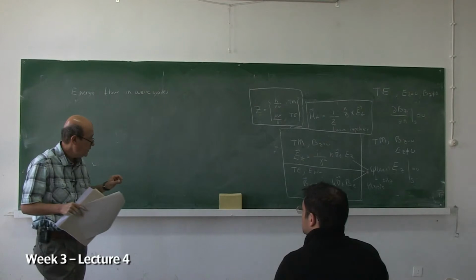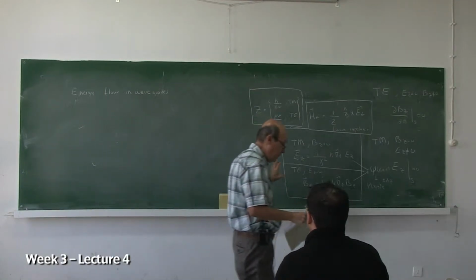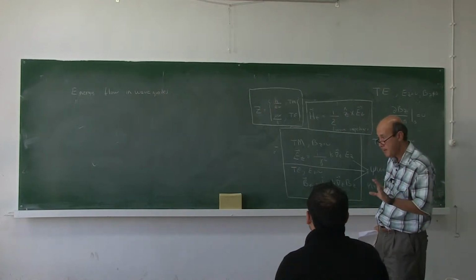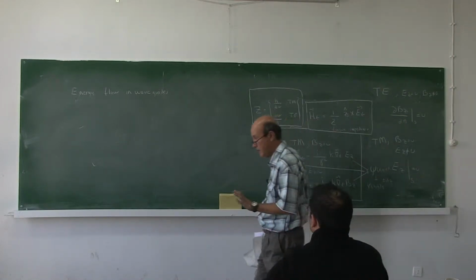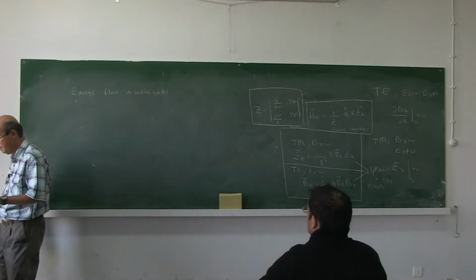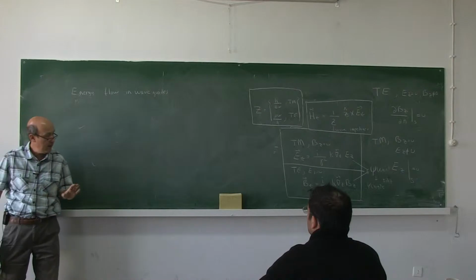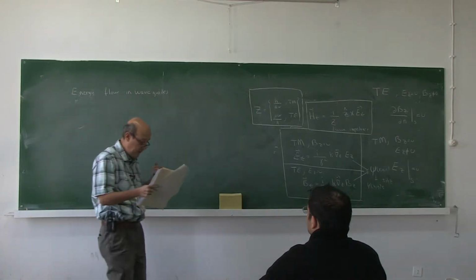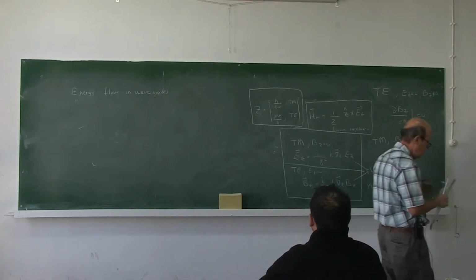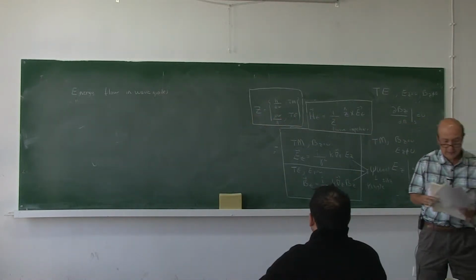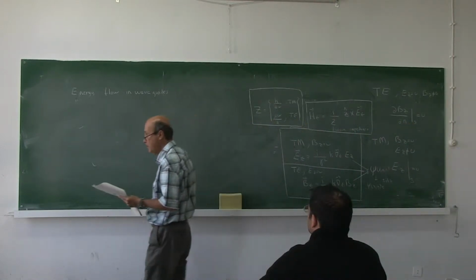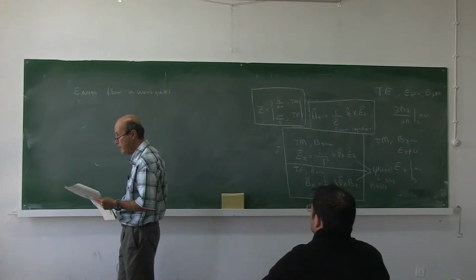Now, the next thing I want to do today is discuss the energy flow in the waveguide. First, I showed you that the energy is transmitted at the group velocity. And now I am going to calculate the power transmitted in the waveguide. So it will transmit with the group velocity, and how can we calculate the power transmission in the waveguide?